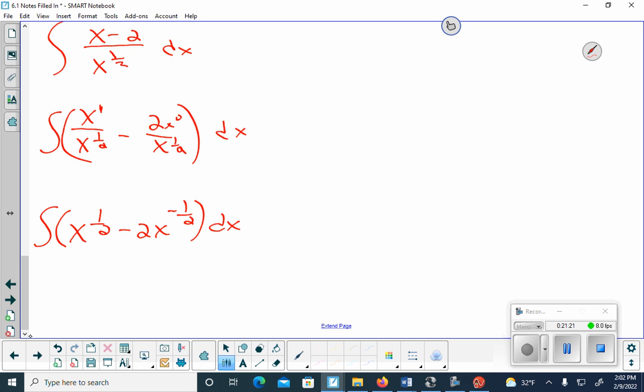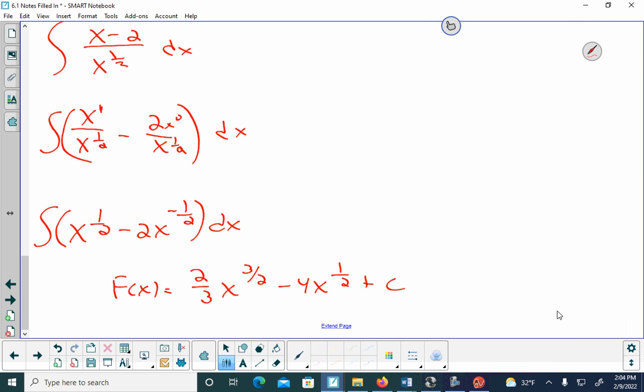Now I'm going to do it step by step just like I did before. Add 1 to the exponent and divide by that new exponent. You can think of it that way. That's the way I was taught. Everyone agree?